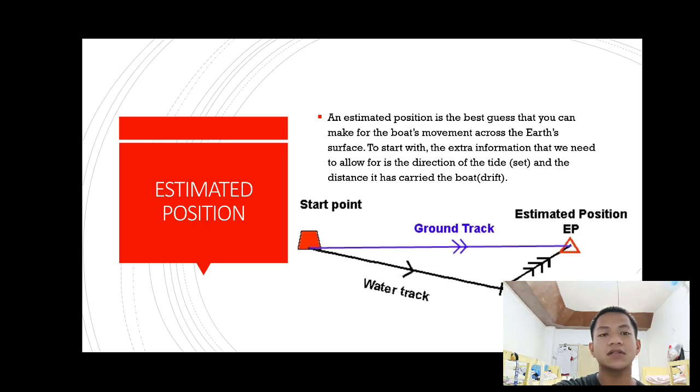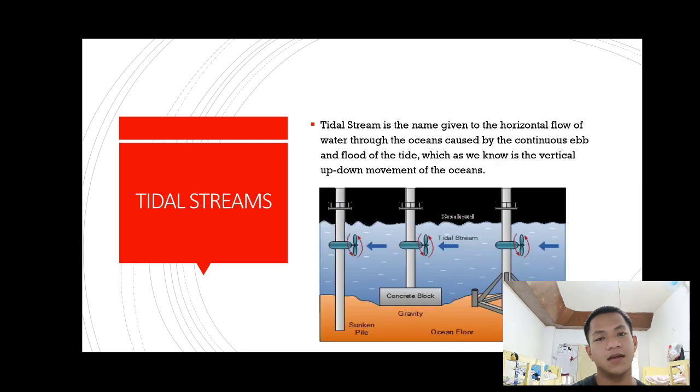It is shown on the chart as a dot surrounded by a triangle with the time and the letters EP written alongside it. The current vector is indicated by a straight line drawn from the dead reckoning position and has three arrowheads indicating the direction of the current. The speed or strength of the current is written in brackets. The length of the vector indicates the estimated distance the current would move the ship in a chosen time span.